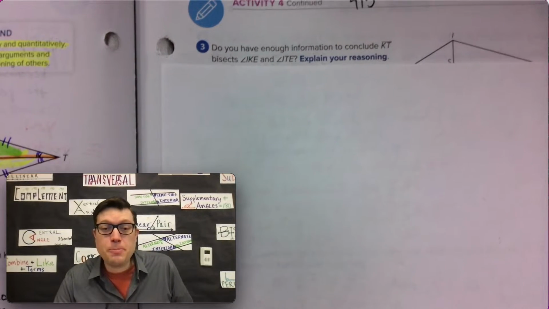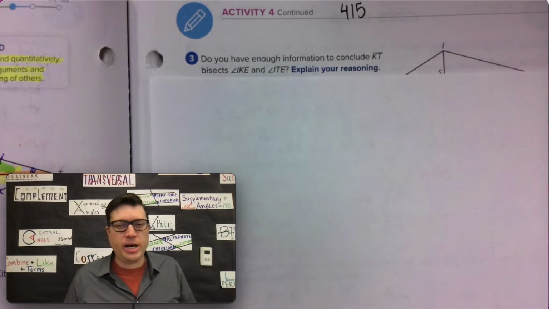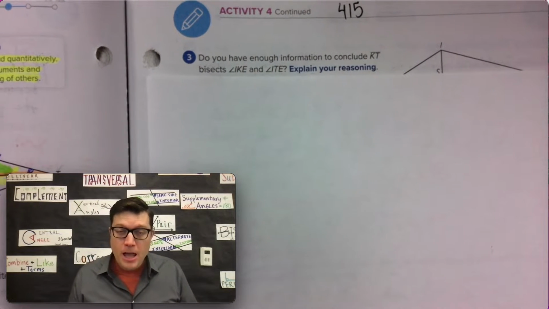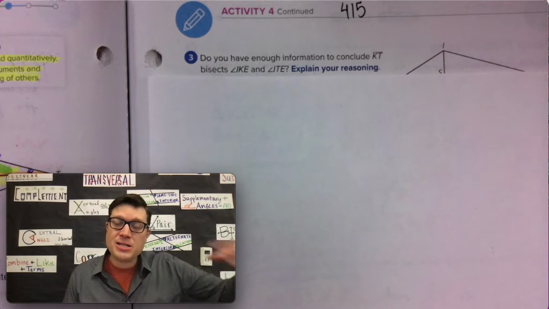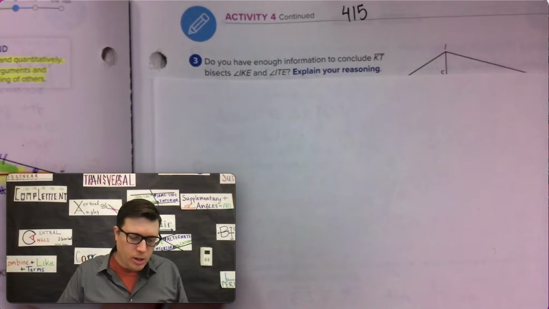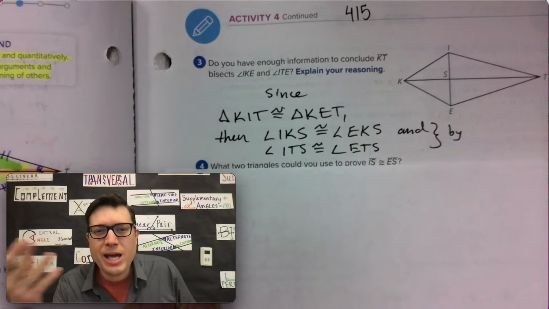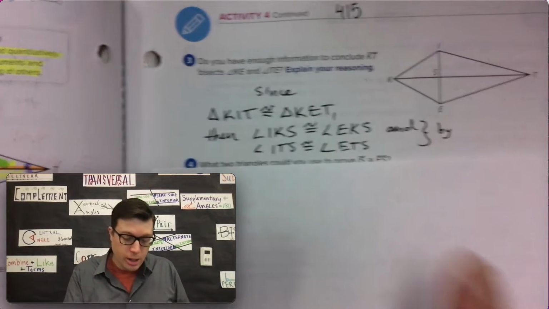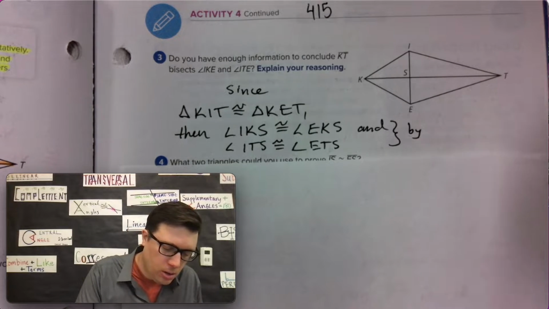What's up, everybody? This is page 415, and we are talking about properties of kites, all part of activity 4 off of the topic here, and we're talking about properties of quadrilaterals, and in this case, specifically kites. So we are going to launch into question 3. Do we have enough information to conclude that KT bisects angle IKE?